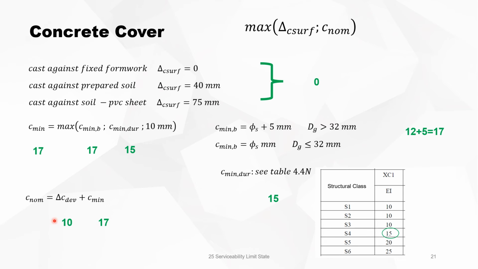And there is no special quality control on site, so this delta C def is 10 and the C min is 17, so the total required nominal cover is 27 millimeters. Of course, in reality, you will round it off, not to 25 because that's too little, but to 30 millimeters. But in fact, 27 is enough.